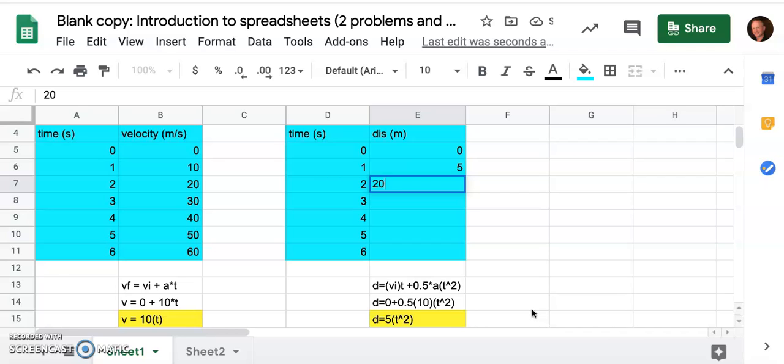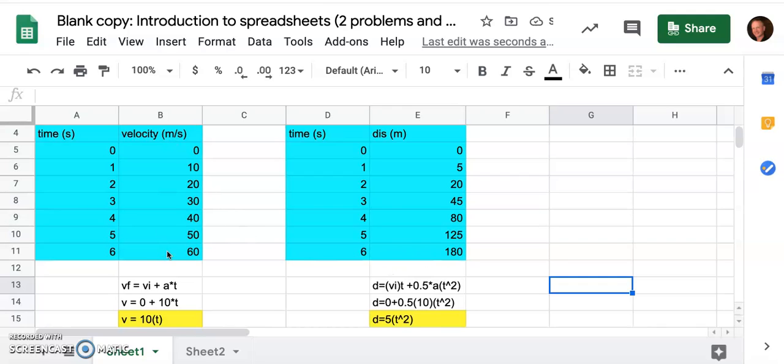When time is 2, you should get 20 meters. When time is 3, 45 meters. When time is 4, 4 squared is 16 times 5 is 80 meters. When time is 5, 5 squared is 25 times 5 is 125 meters. And 36 times 5 is 180 meters. So this rock will fall 180 meters after 6 seconds.